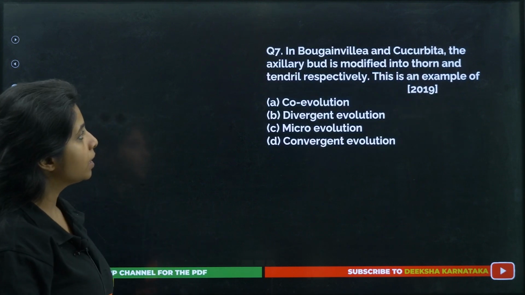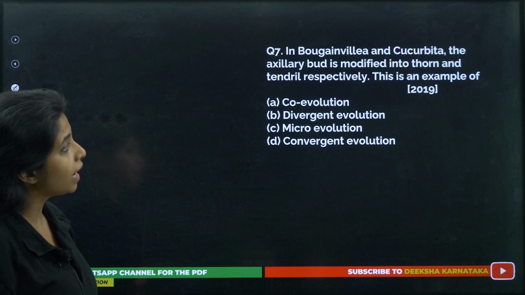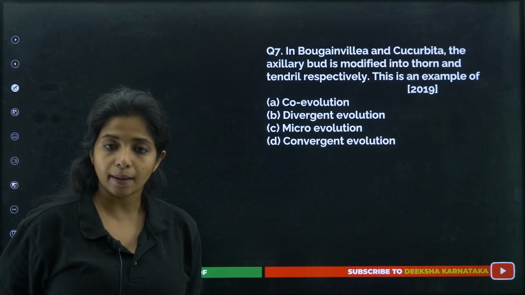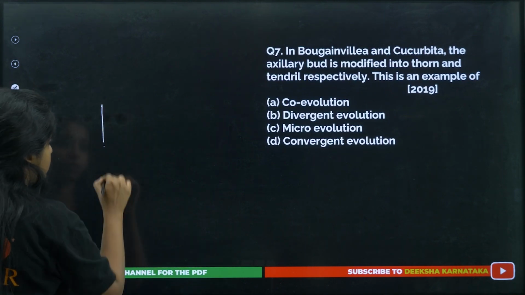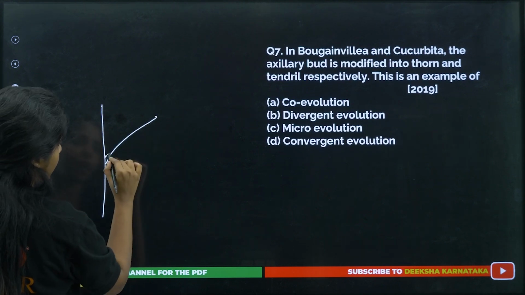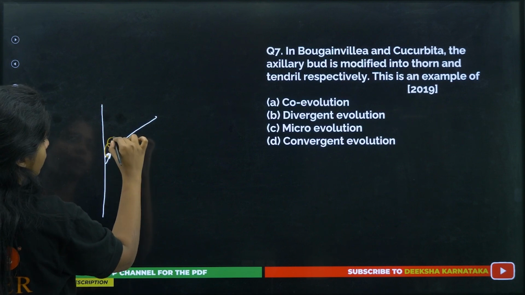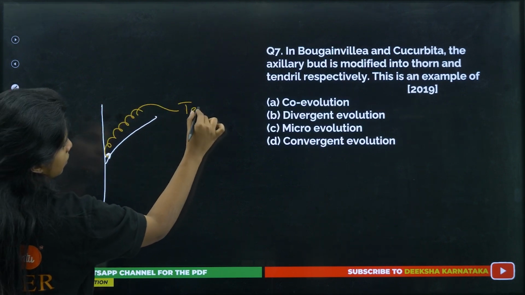Chalo, next. In bougainvillea and cucurbita, the axillary bud is modified into thorn and tendril respectively. This is an example of what? So suppose this is cucurbita. And over here you have the axillary bud, and this axillary bud in the case of cucurbita is modified into a tendril.